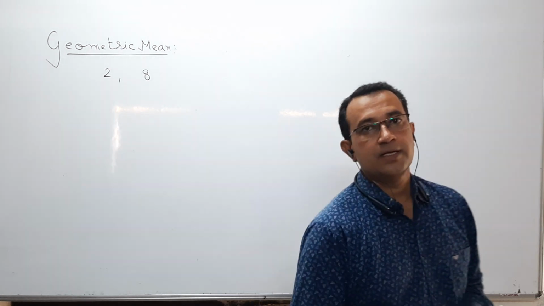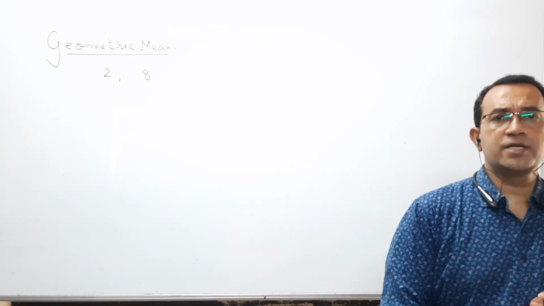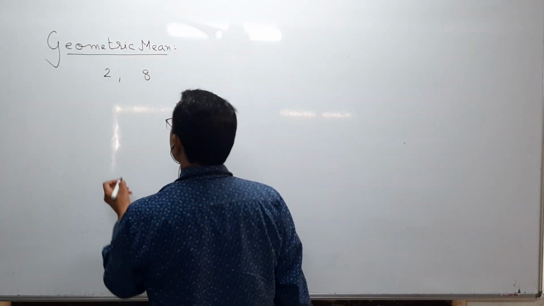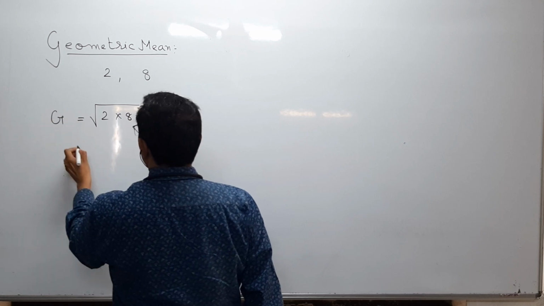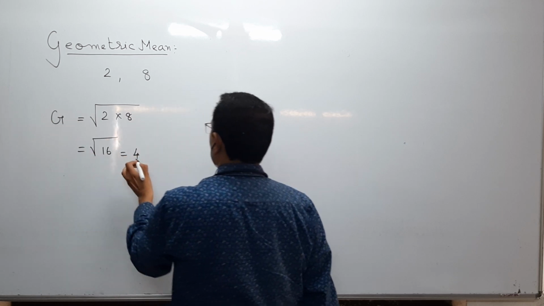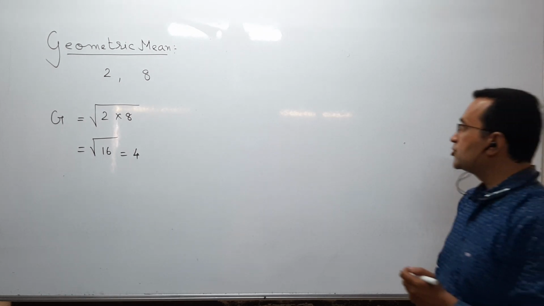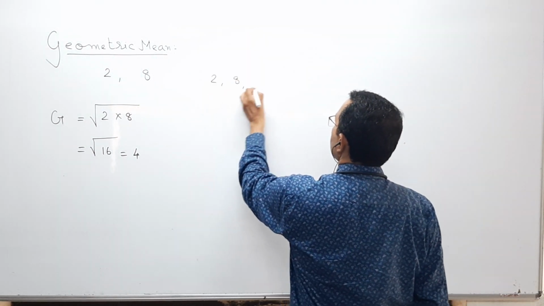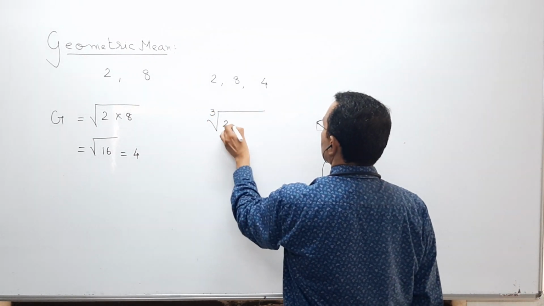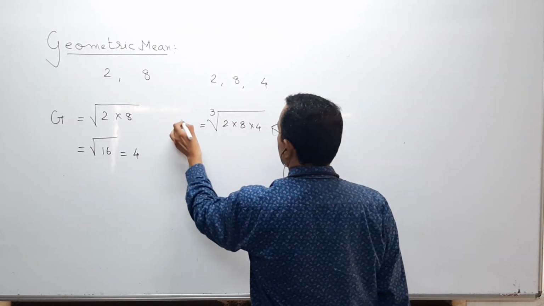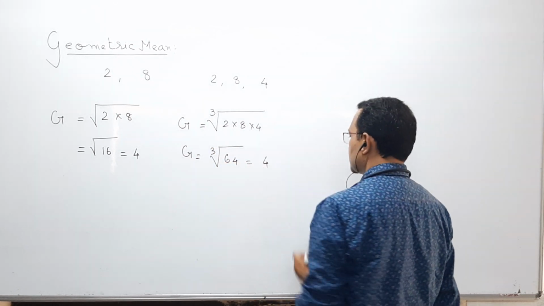Mind you, for geometric mean, we should always consider positive real numbers. Suppose I have two real numbers, 2 and 8, then their geometric mean will be the square root of the product of the two numbers. So, geometric mean will be square root of 16, and all of you know that square root of 16 is 4. Suppose I have three real numbers, 2, 8 and 4. Then the cube root of their product, 2 into 8 into 4, will give us the geometric mean. So, geometric mean will be cube root of 64, and again that is 4.